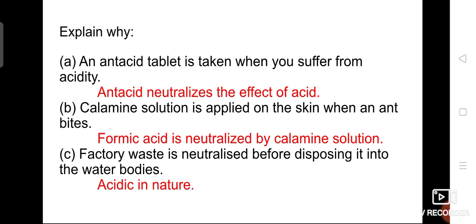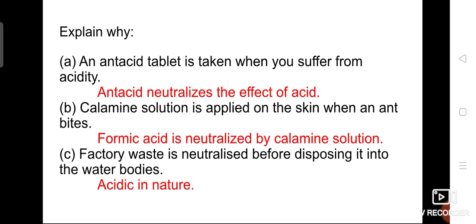So to stop that, what do we have to do? We want to neutralize the acidic effect, so we have to add a base. That base is antacid, that is, against acid. So why are we taking antacid? To neutralize the acidity. So antacid neutralizes the effect of acid. So that is the answer. Which acid here? It will neutralize the effect of hydrochloric acid.